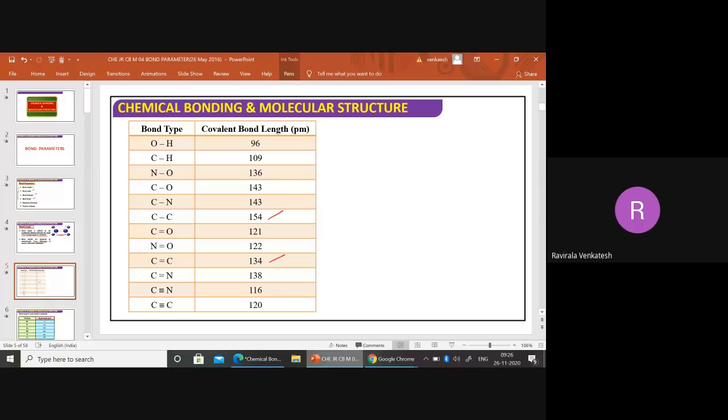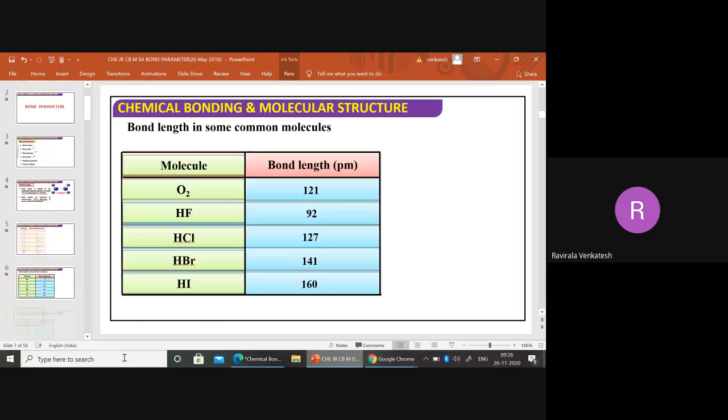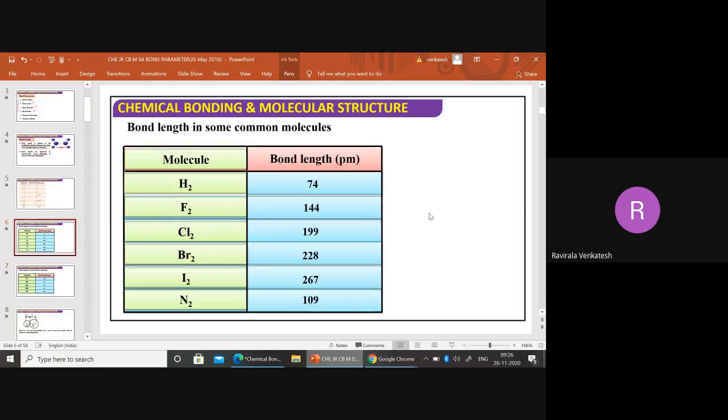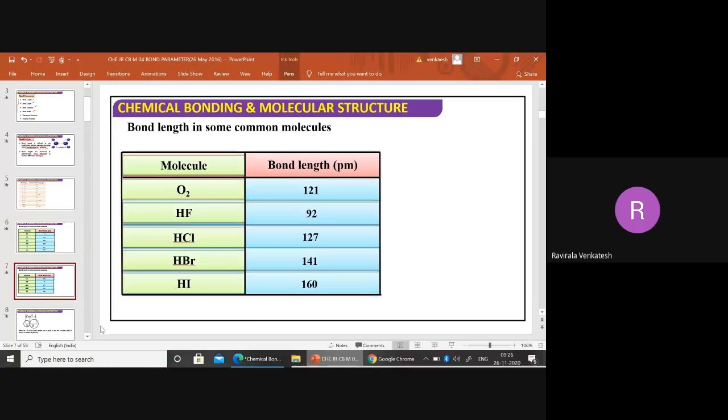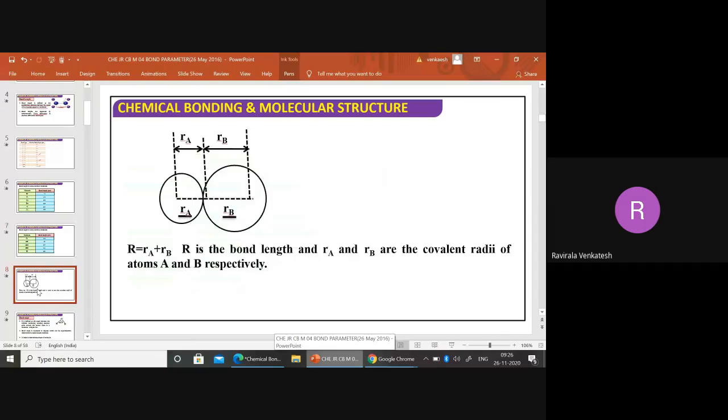154, 134, and 120 picometer. Next, if you observe the hydrogen molecule bond length, 74, 144. No need to remember this. Nobody asks you what is the bond length of fluorine. Nobody asks like that, isn't it? So no need to remember this, just to show how they are like this.